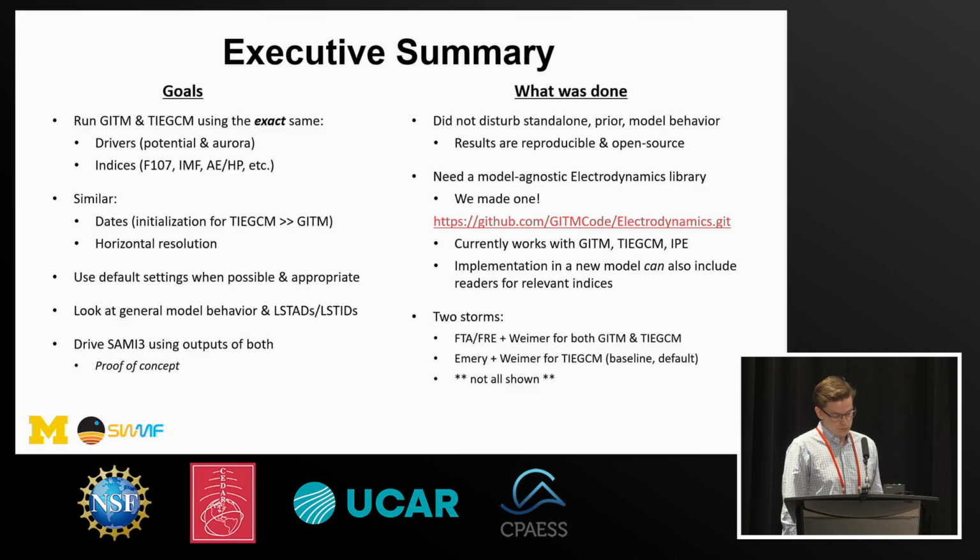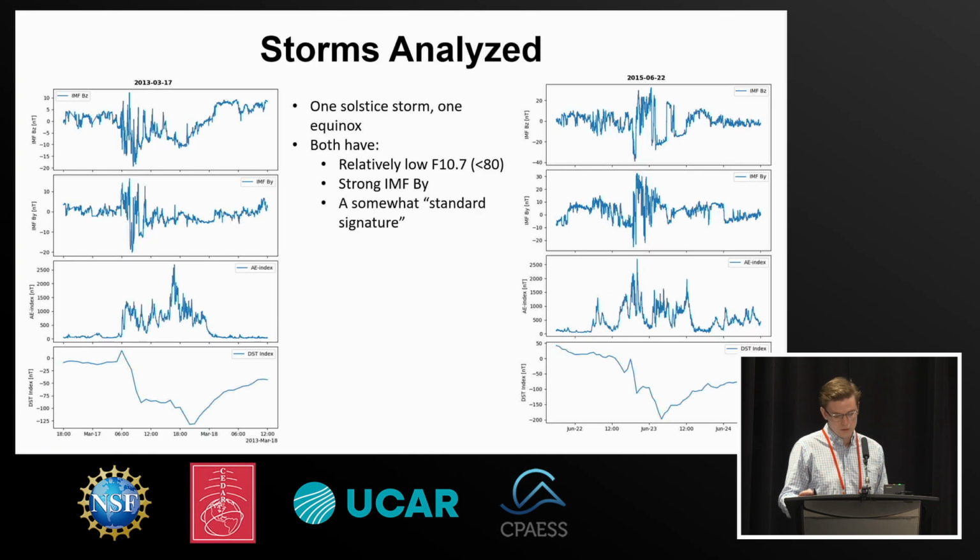With that, we also do readers, and for this study, we're going to look at 2 storms, one during solstice, one during equinox, both during relatively low F10.7, both with a somewhat strong IMF, but just standard signature, not too intense. On the left, we have the 2013 March 17 St. Patrick's Day storm, and on the right, we have 2015 in June.